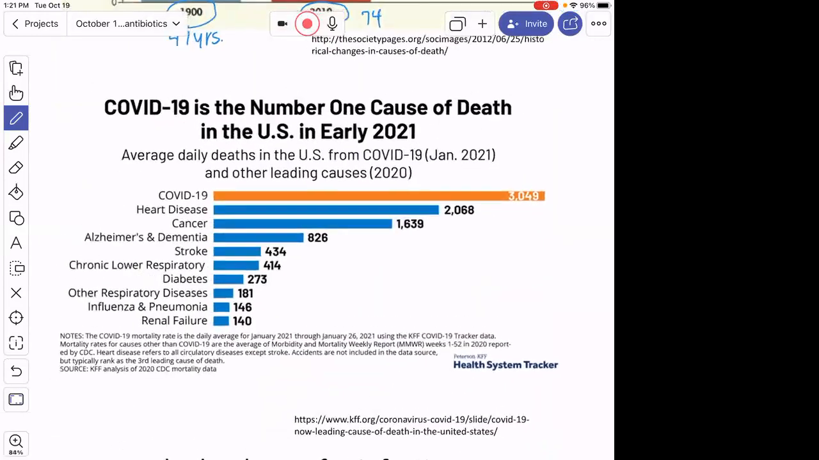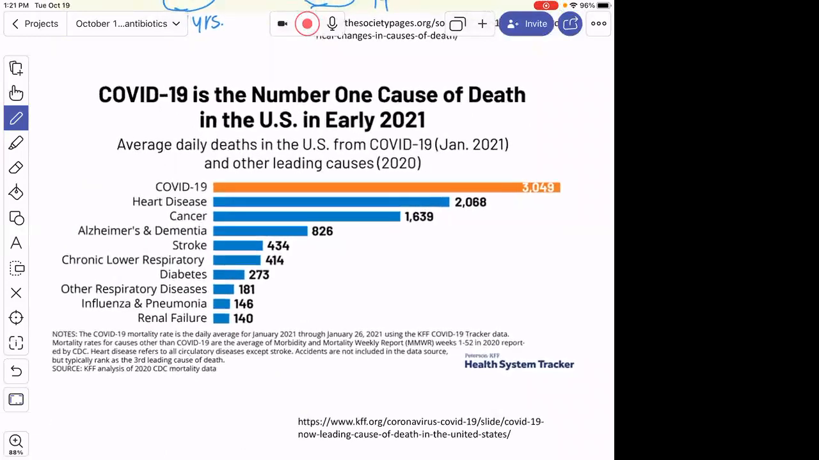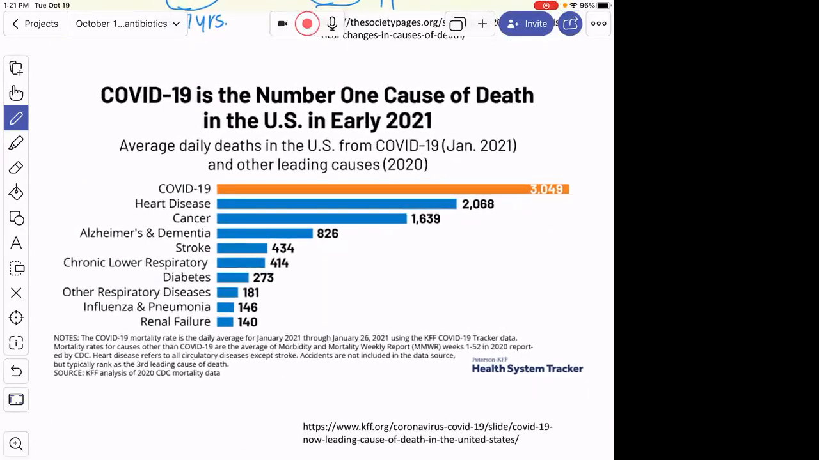Right, until this year. So I was looking for some statistics about causes of death. At least this source, they get their numbers from the CDC, so it's probably pretty reliable. They are calling COVID the most common cause of death, at least so far in 2021. So again, infectious disease made a comeback here a little bit. It says accidents are not included. That would probably still be in here somewhere. But certainly that's pretty sobering.